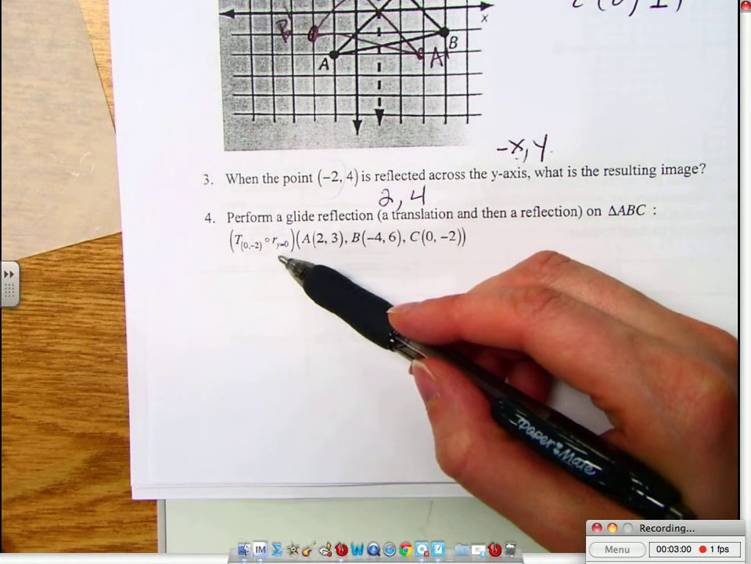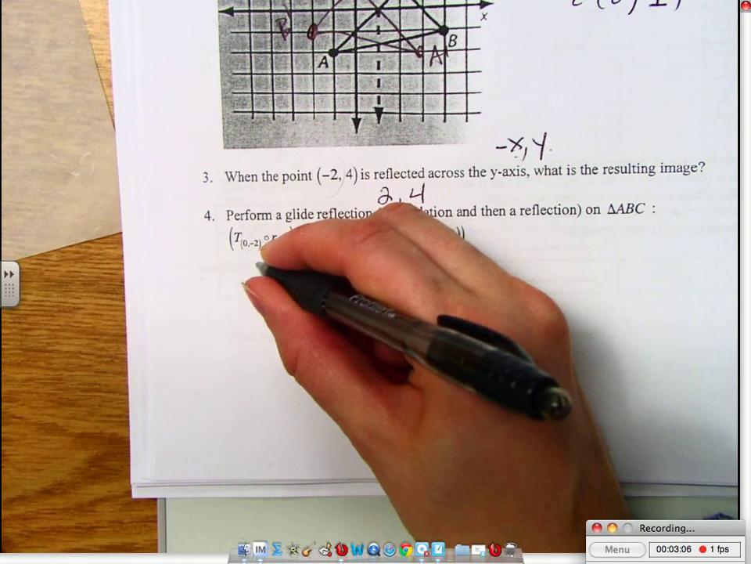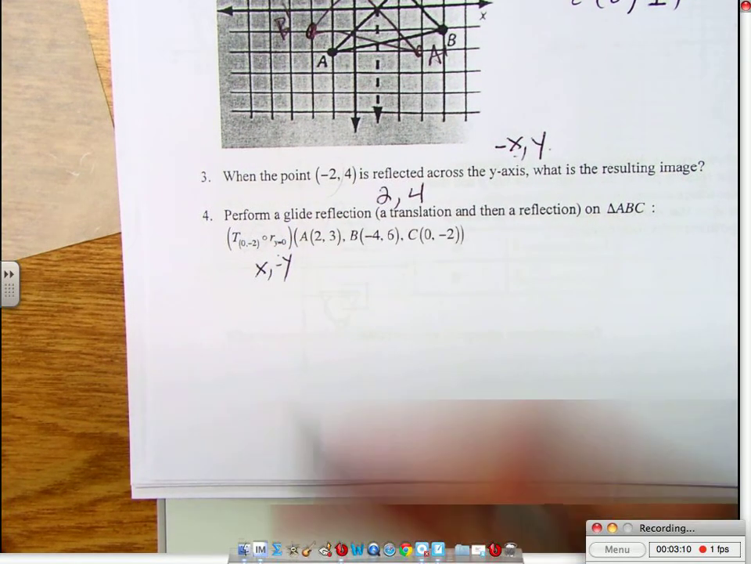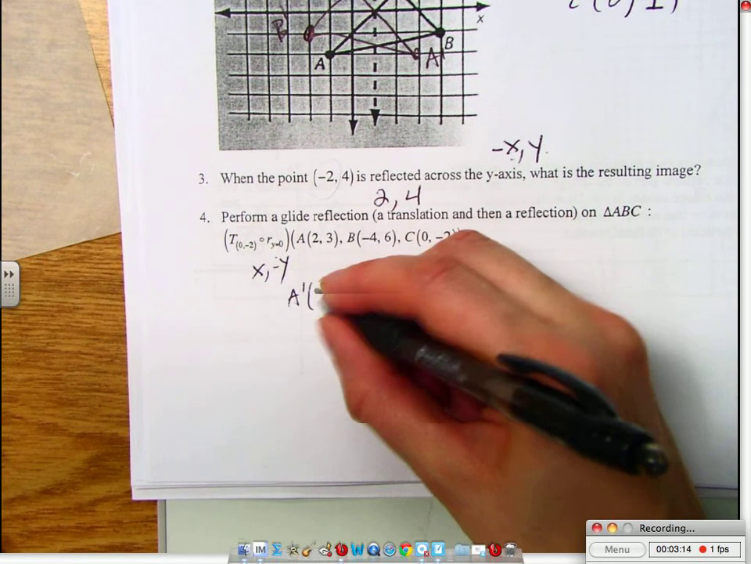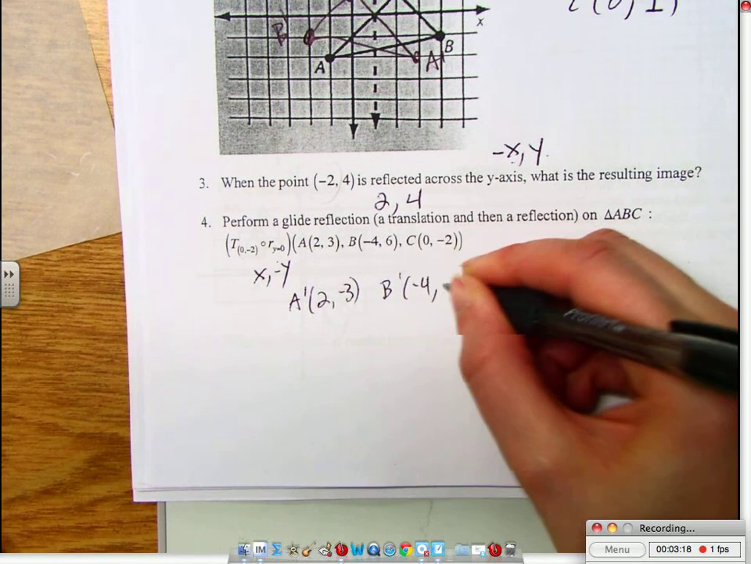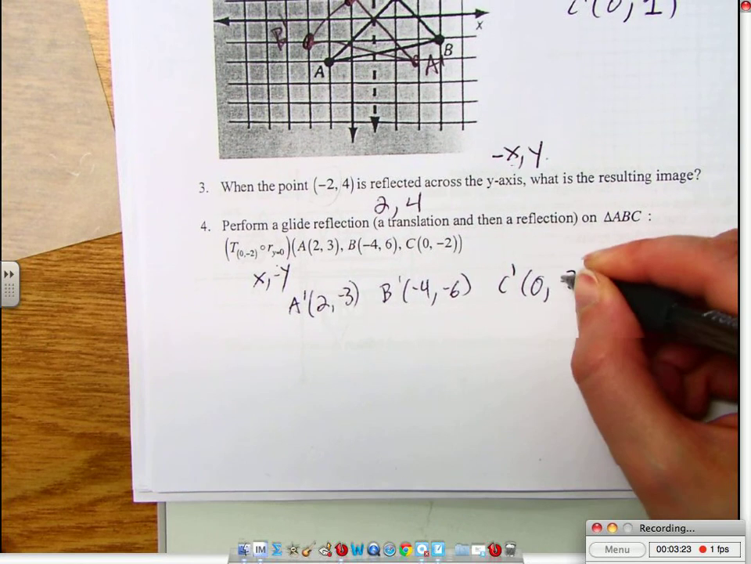Y equals 0 we know is the x-axis. So that means the y changes. So this first one is x comma negative y. Okay, so I'm going to first change it. My first one is 2, negative 3. Then B is negative 4, negative 6. Then my first C is 0, positive 2.